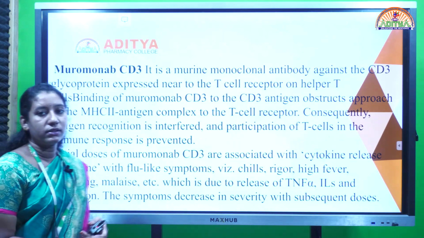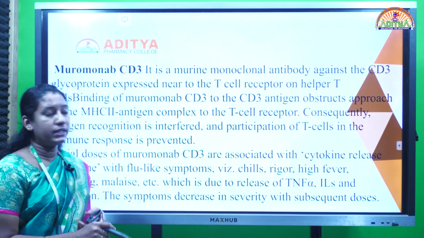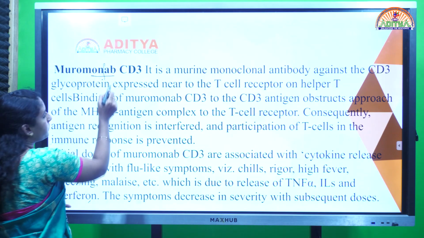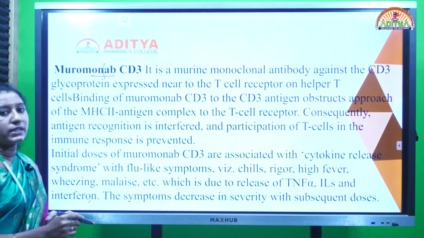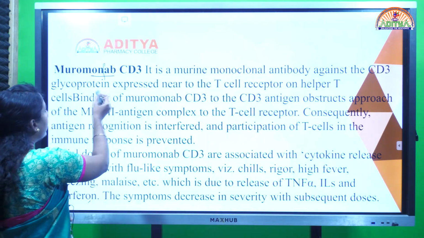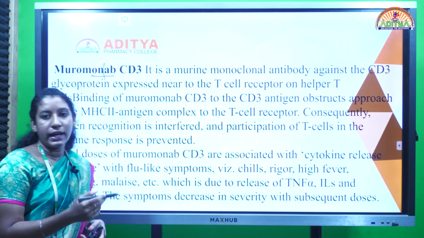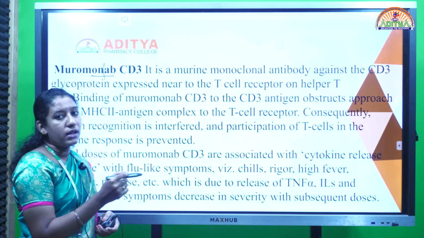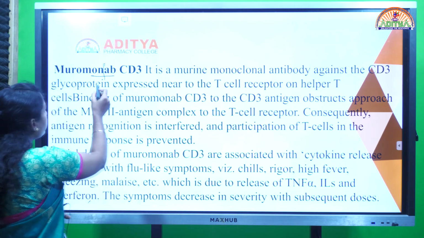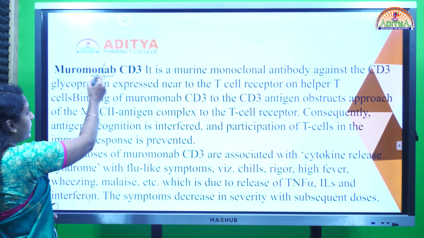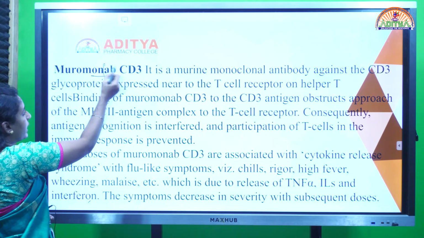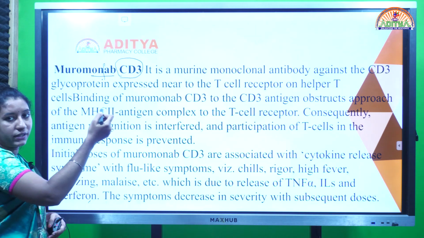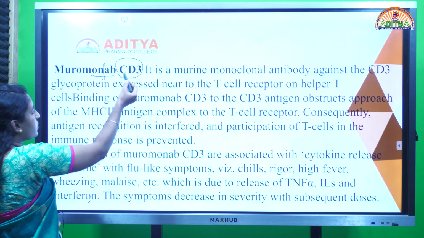The next drug is muromonab CD3. It is also a monoclonal antibody and it shows its actions against the CD3 glycoprotein. This CD3 glycoprotein is expressed near the surface of T cell receptors. Muromonab CD3 is the antibody which is produced against this CD3 molecule. Generally this CD3, same like CD25, acts on the surface of the T cells.